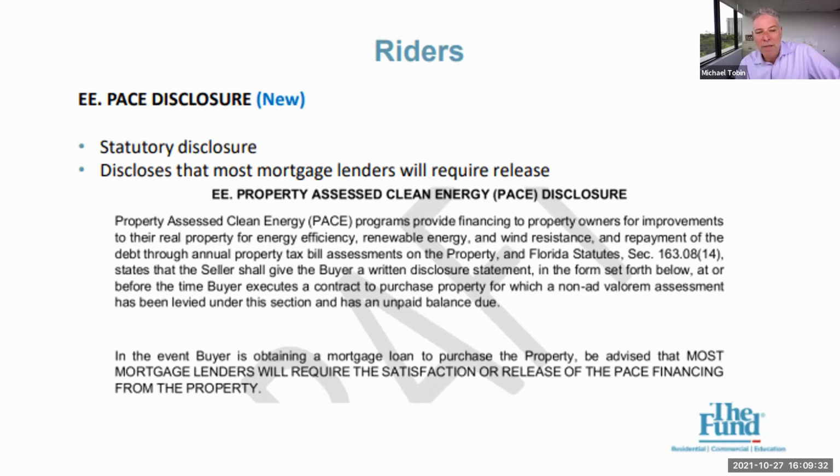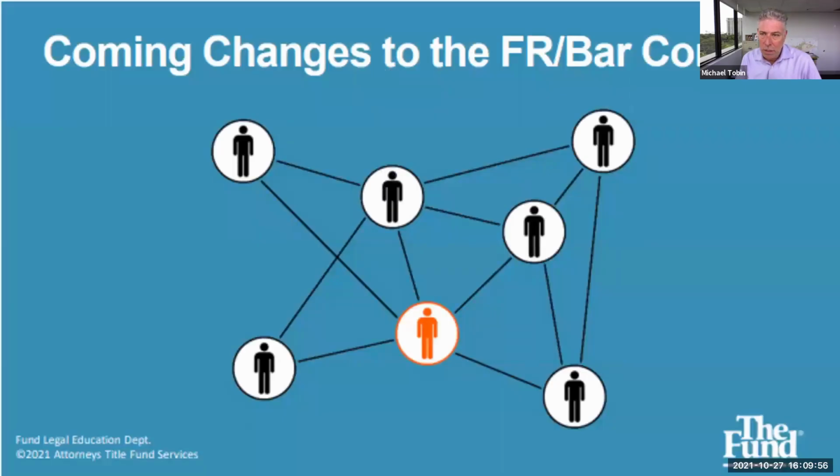And now you have to disclose that the mortgage lender will require a release. I thought this was a required disclosure, either from FAR or from the Miami Association. Now it's a FAR/BAR rider. Next page. I think we're done.